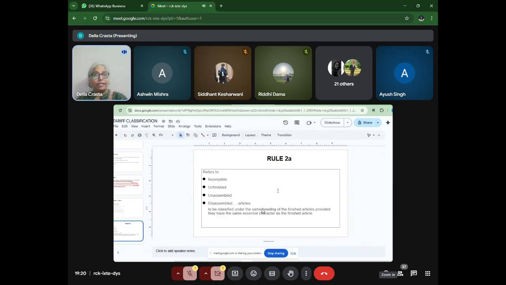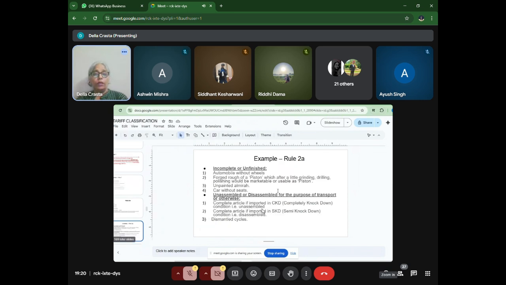So that essential characteristic of the final article should be evident in these articles which are imported in an incomplete form, an unfinished form, an unassembled form or a disassembled form. So examples are like an automobile without wheels. So there are no tires and wheels. The rest of everything of the automobile is there. So what do you say? Is the essential character of the finished goods not there in such a condition?